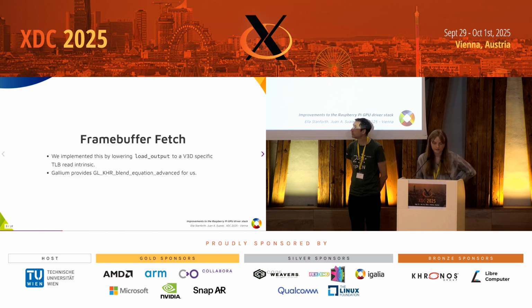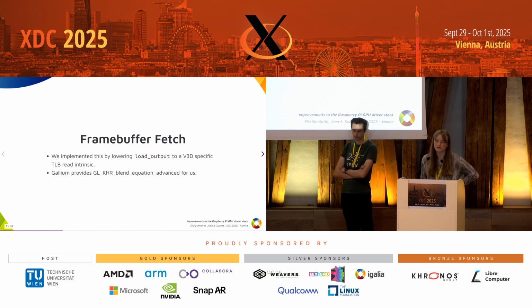Firstly, framebuffer fetch. This was quite a simple one to implement, where we just lower the load output instruction to the V3D specific TLB intrinsic. And by implementing this, we get advanced blend equations from Gallium. This feature is an important prerequisite for some of the later work, as it's required by the NIR lower blend pass.